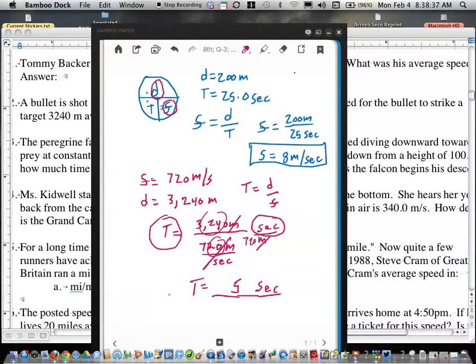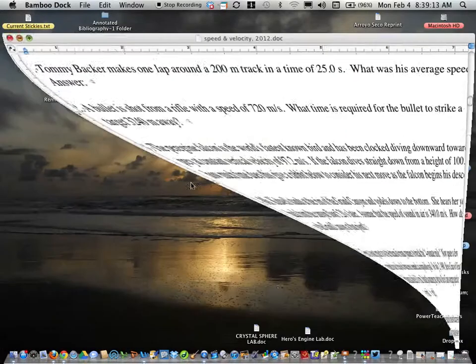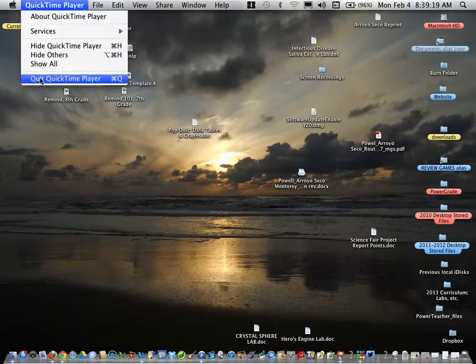Am I done? Griselda, am I done? Why not? Tell me what to do. Box it. Here I go. So it takes 5 seconds for that bullet to travel 3/4 of a mile. 3,240 is about 3/4 of a mile. A mile is 5,280 feet. So that's pretty quick. Okay? Speed, distance, time. That part should be easy at this point. Okay? Copacetic? All right.